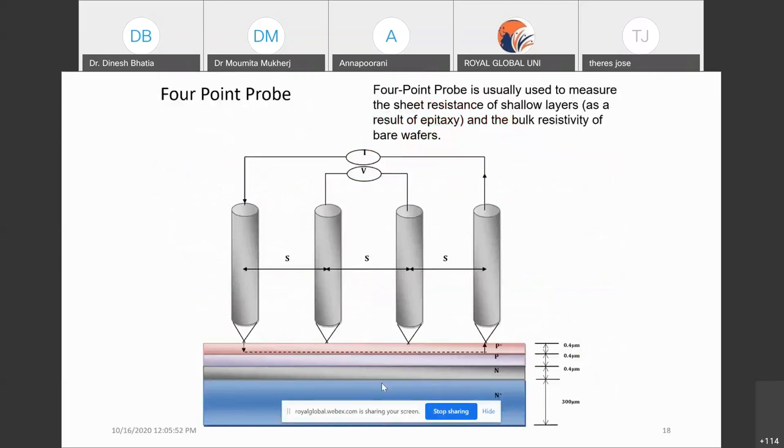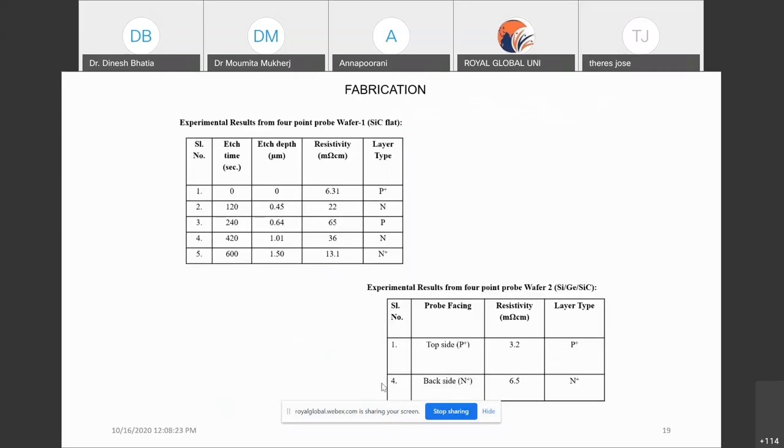Now, the 4-point probe technique is usually used to measure, as we all know, the layered and shallow epitaxial layers and the bulk resistivity of the bare wafer. So in our case also, we have done that. And as I discussed with you, the layer thicknesses you can see: 300 micron, then 0.4 micron, then 0.4 and 0.4. So these are the specific outputs from the fabrication that we have obtained after characterization. Etch time was varied from 0 to 600 seconds. Etch depth was measured with the 4-probe, and resistivity in particular was measured for different types of layer.